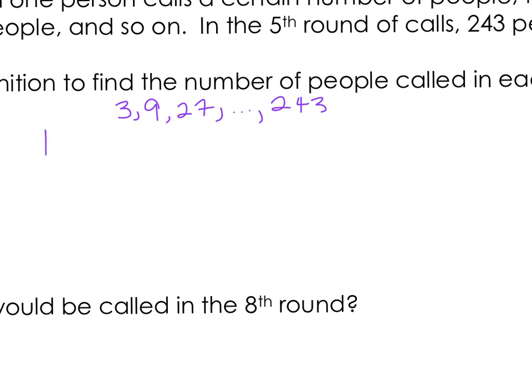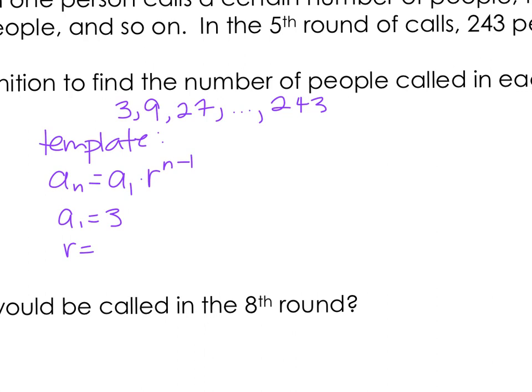The template for explicit is A sub n equals A sub 1 times R to the n minus 1 power. A sub 1 is that first term. That means 3 people were called in the first round of the phone tree. And R is how many people get called, the product of people that get called each time. It looks like we're multiplying by 3 each time. So A sub n equals 3 times 3 to the n minus 1 power. Just remember that 3 is on its own with that exponent. That would be the explicit definition.